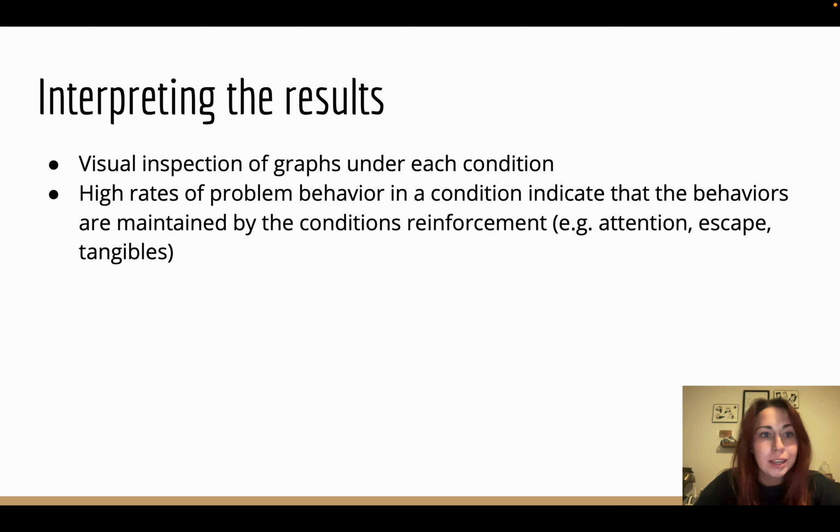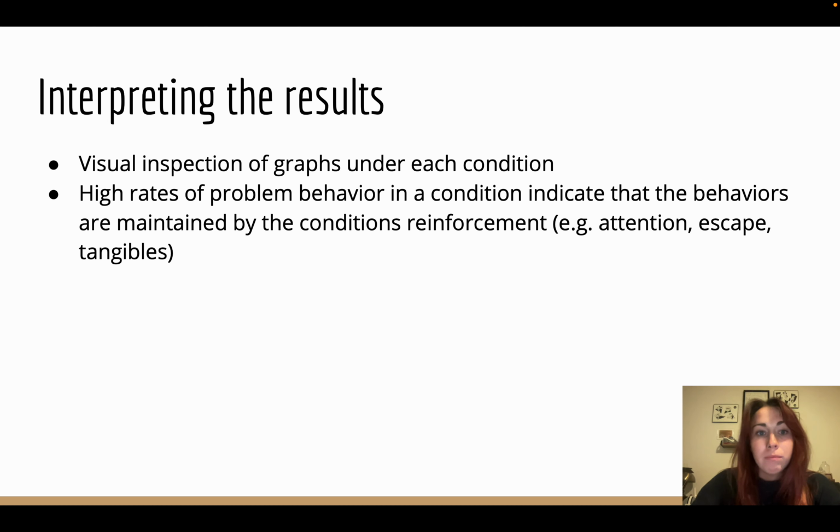And lastly, interpreting the results. Once you have the results of all the conditions, you can make a graph for each of them, and that will tell you the rates of behaviors for that specific condition. You can visually inspect the graph to determine or interpret the results of the functional analysis.